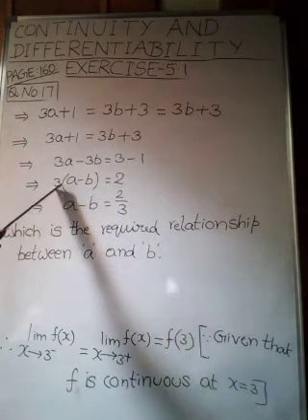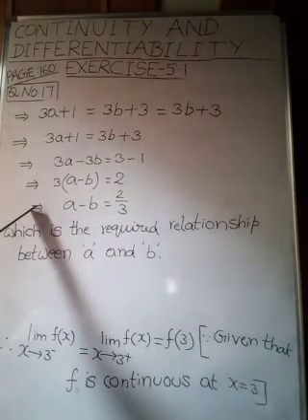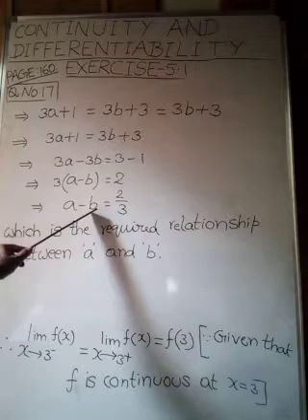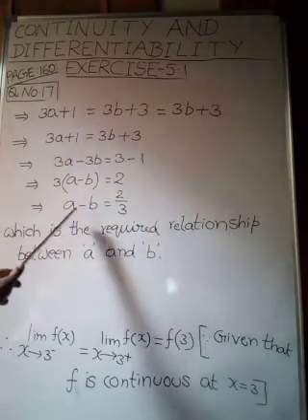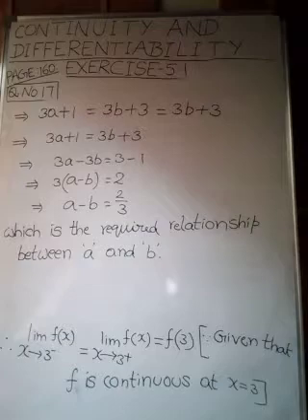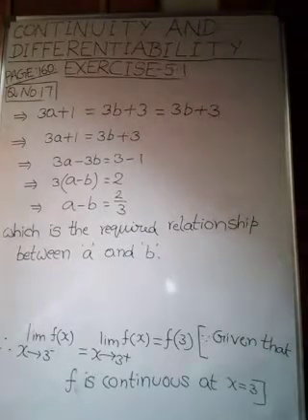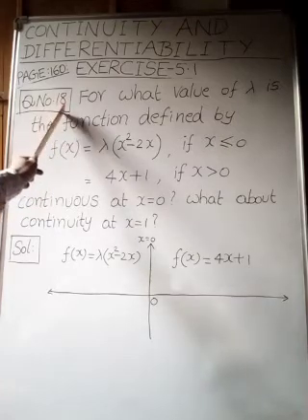Understood this step, my dear children? Right. Now by sending this 3 to RHS, it becomes by 3. So this implies a minus b is equal to, just we are sending this 3 to RHS, so 2 by 3. This is the required relationship between a and b. Is it clear, my dear children? Right. Now come to the question number 18.